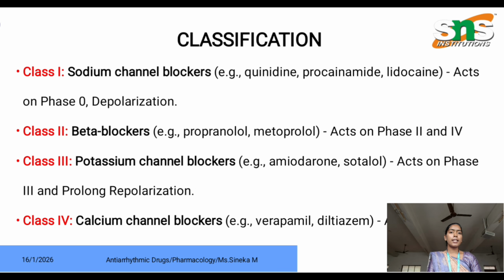Classification: there are 4 classes of these drugs. The first one is sodium channel blockers, examples quinidine, procainamide, lidocaine. These drugs act on phase 0 depolarization. Next is class 2, beta blockers, examples propranolol and metoprolol, which act on phase 2 and 4. Class 3 is potassium channel blockers, examples amiodarone and sotalol, which act on phase 3 and prolong repolarization. Class 4 is calcium channel blockers, verapamil and diltiazem, which act on phase 2.